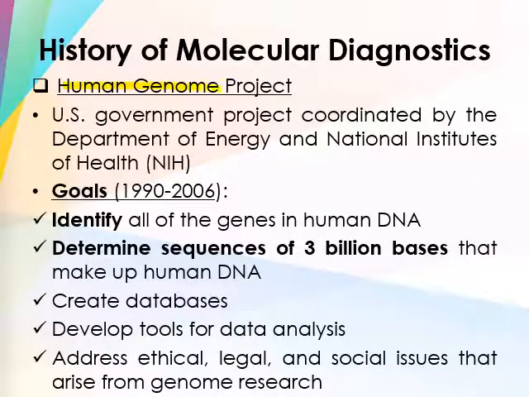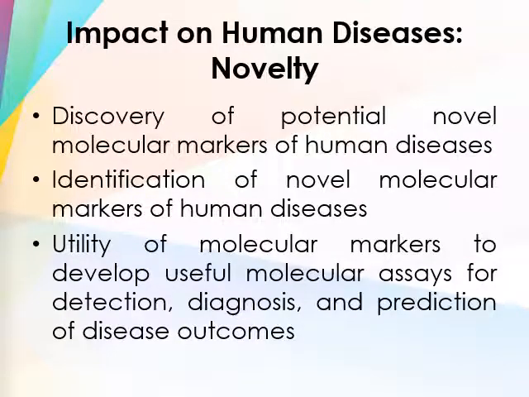So the Human Genome Project started in 2001. Its goal is to identify all genes in the human DNA, determine sequences of the 3 billion bases that make up human DNA, create databases, develop tools for data analysis, and address ethical, legal, and social issues that arise from genome research. So the impact on human diseases: discover potential novel molecular markers of human diseases, and use of molecular markers to develop useful molecular assays for detection, diagnosis, and prediction of disease outcomes.